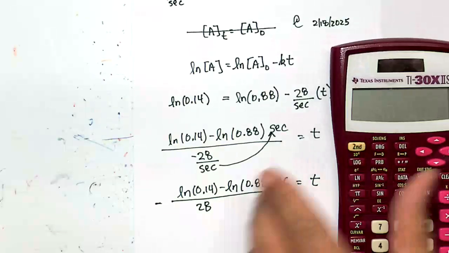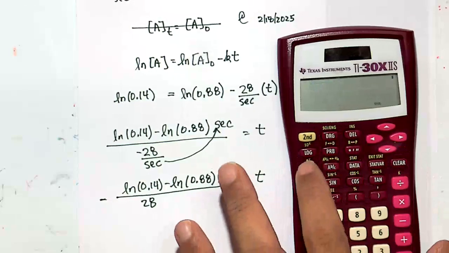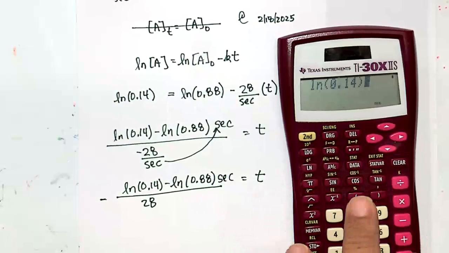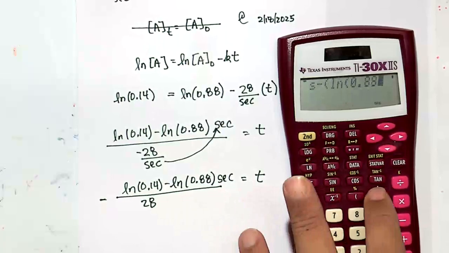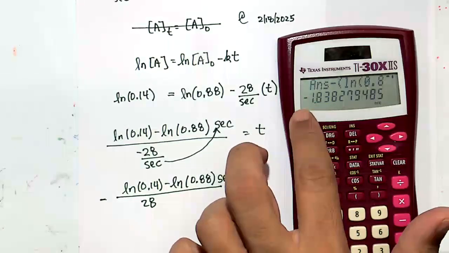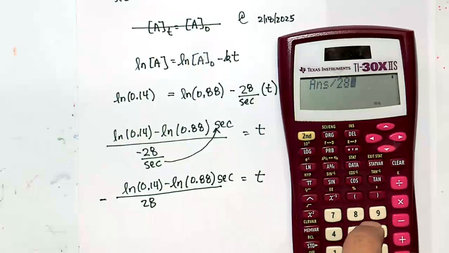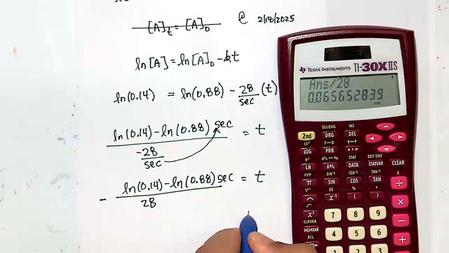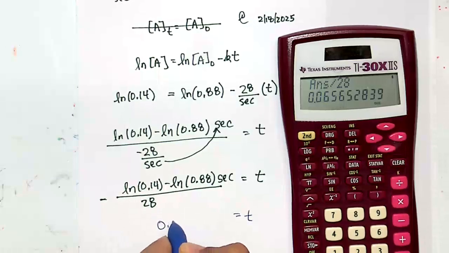All right, good. Natural log of 0.14 minus natural log of 0.88. You see that minus and that minus cancel, and divided by 0.28. So what did you guys get? 0.0656 seconds.